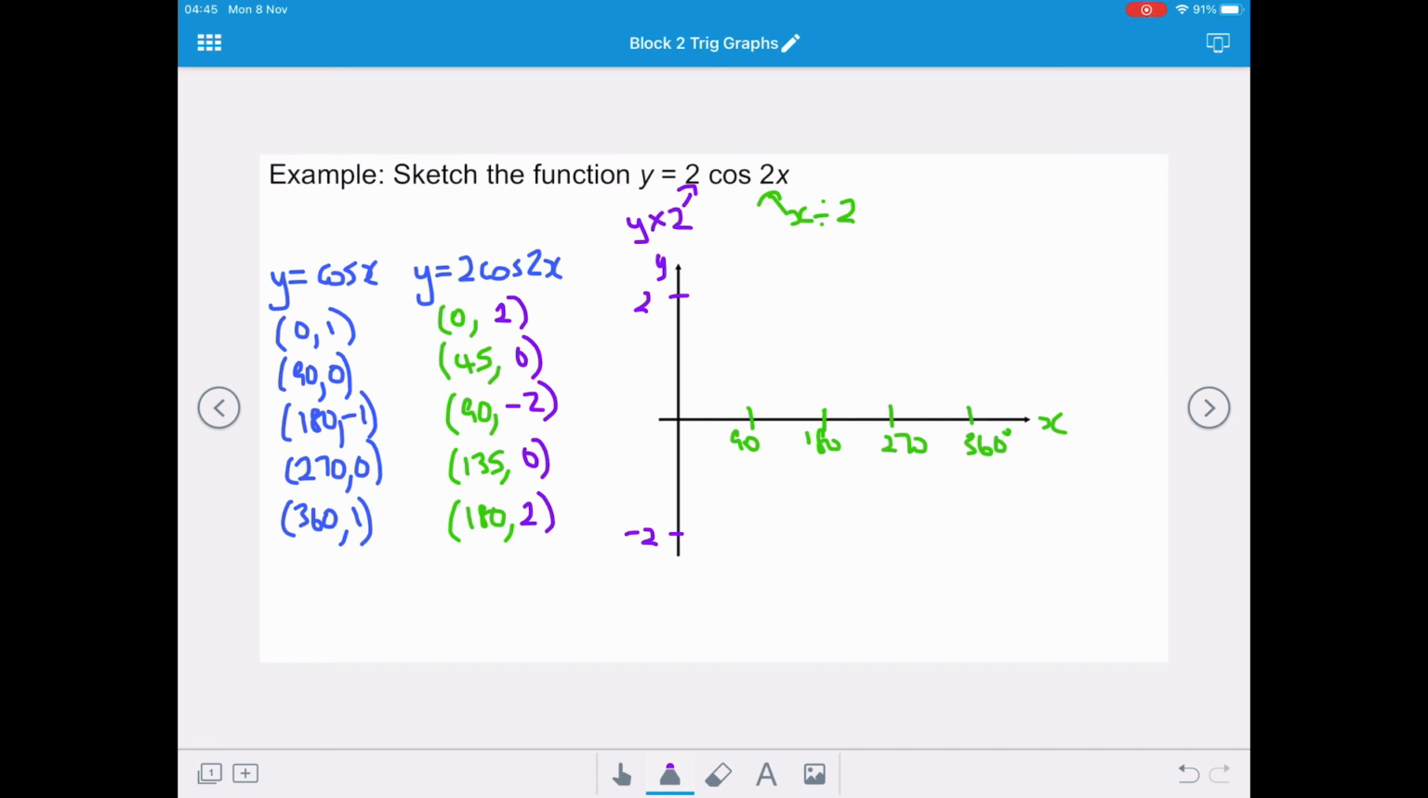So we're going to start off plotting this 2 cos 2x, and we're starting at 0, 2. 45 degrees later we're at 45, 0, 90, negative 2, 135, 0, and 180, 2. And then we're going to add on 45 and go to 225, 0, 270, negative 2, 315, 0, and we finish at 360, 2. So we've got two full waves that we're going to join together with a nice smooth curve, making sure it goes through all of our key points. And we're finally going to label this curve with y equals 2 cos 2x.